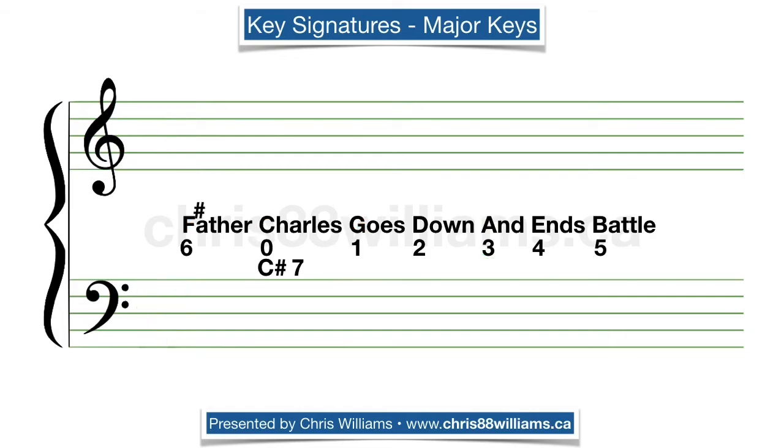If I want to know the key signature for B major, I think to myself, Father Charles 0 goes 1, down 2, and 3, ends 4, battle 5. B major has 5 sharps in its key signature.